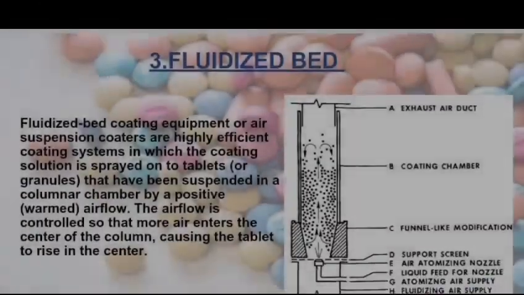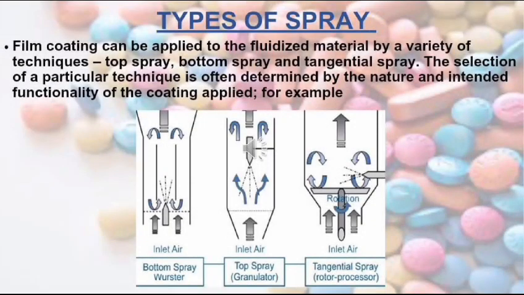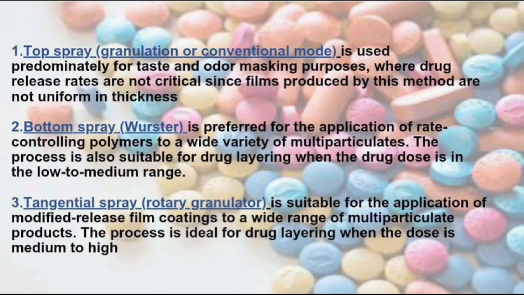Another equipment we have for film coating is fluidized bed coating equipment or air suspension coater. Basically, we call it fluidized bed because the tablet bed we use in it acts as a fluid. It is a highly efficient coating system in which the coating solution is sprayed on tablets that have been suspended in a columnar chamber. The types of spray used in fluidized bed are of three different types. Number one is top spray. Top spray is used for odor and taste masking and when the drug release rates are not that critical.